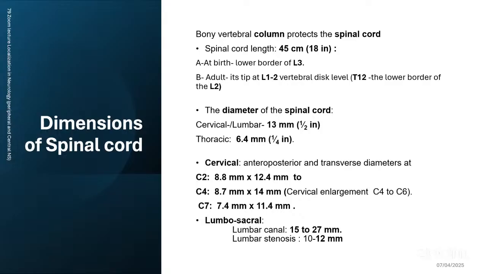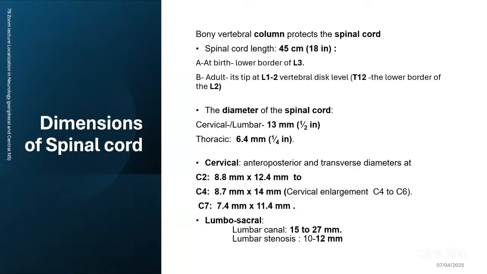This much narrow diameter spinal cord has to convey so many millions of action potentials from the brain to the muscles and from the periphery to the brain. The cervical anteroposterior and transverse diameters of the vertebral canal are also very important to remember. At C2 it is 12.4 millimeters maximum, C4 it is 14 and C7 it is 11. And in the lumbosacral region, the lumbar canal is up to 27 millimeters. And we call it lumbar stenosis if it is less than 10 to 12 millimeters. So these are the important diameters of the spinal cord.